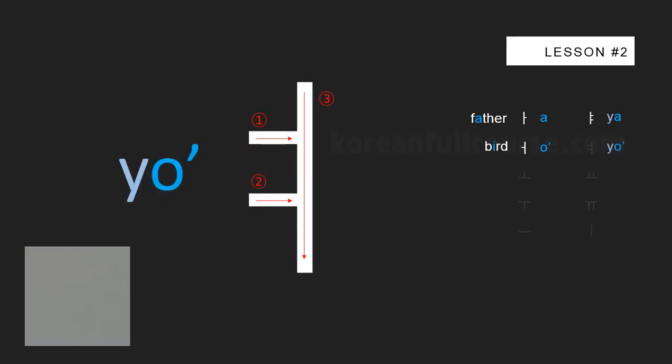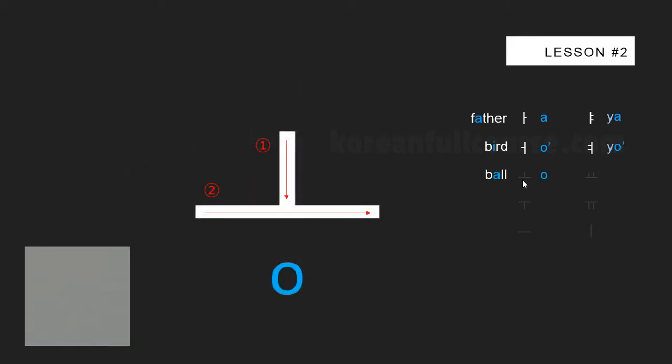The next letter is Yo, and it looks almost the same as O, but the only difference is this extra horizontal stroke over here. So you draw this short horizontal stroke first, then draw the second horizontal stroke, and draw the vertical stroke. The next letter is O.